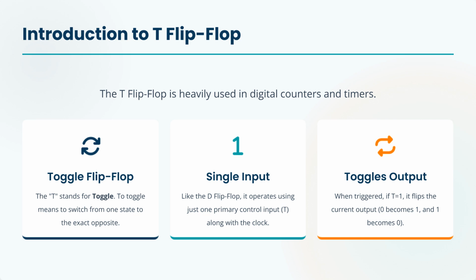Next, let's look at the T flip-flop, where T stands for toggle. This flip-flop is heavily used in digital counters and timers. Like the D flip-flop, it uses a single input, T. If T equals 1, the output toggles, switching its current state to the exact opposite.